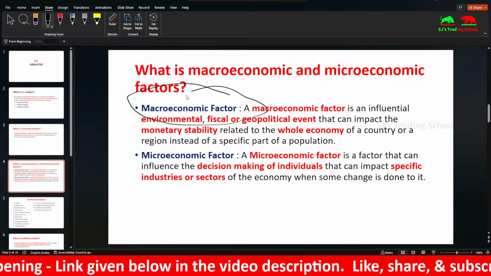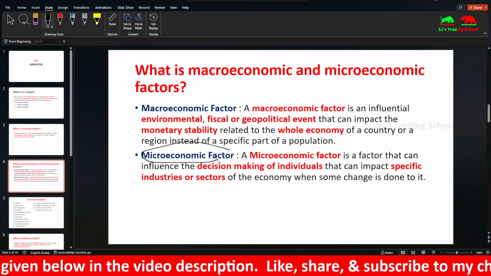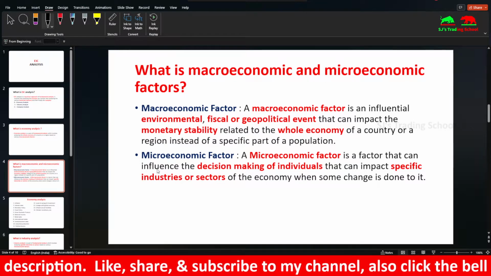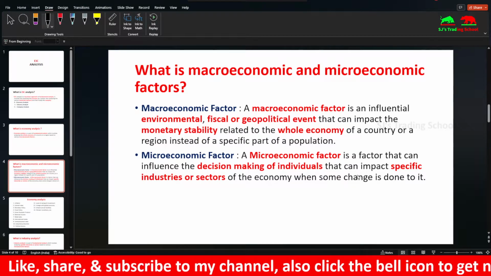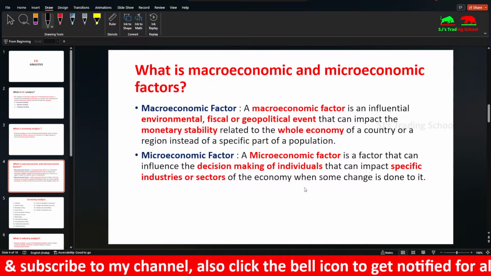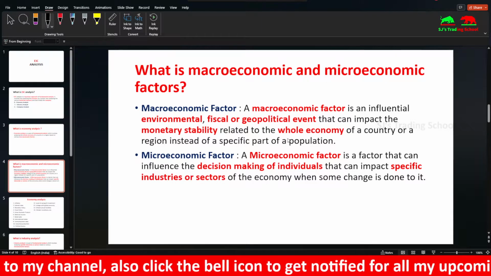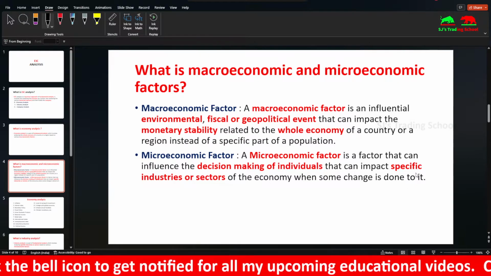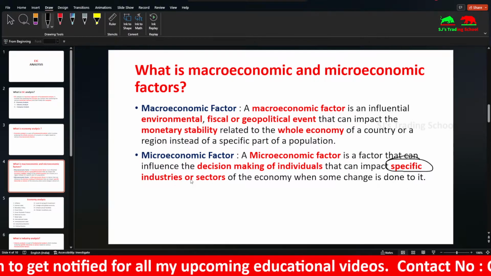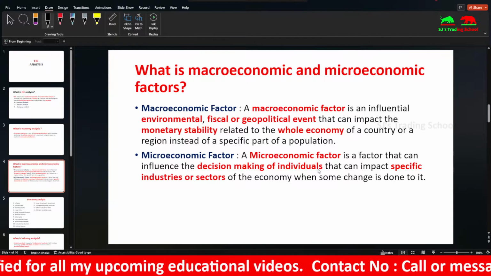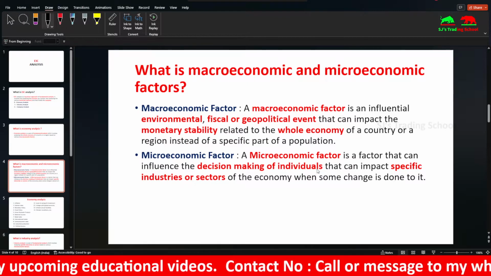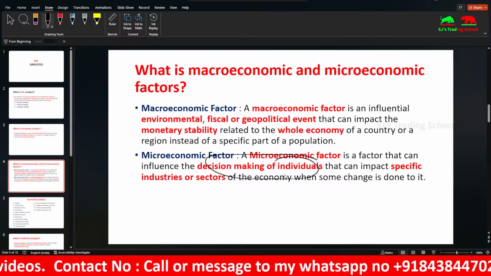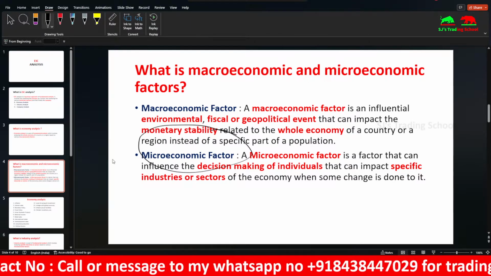So this is an example of a macroeconomic factor. Then coming to the microeconomic factor. It is a factor that can influence the decision making of individuals and can impact specific industries or sectors of the economy when some change is made to it. These kinds of factors don't affect the whole economy. Instead, they might impact specific sectors or industries, or the individuals working in specific industries or sectors. It will impact the decision making of the individuals. So this is known as a microeconomic factor.